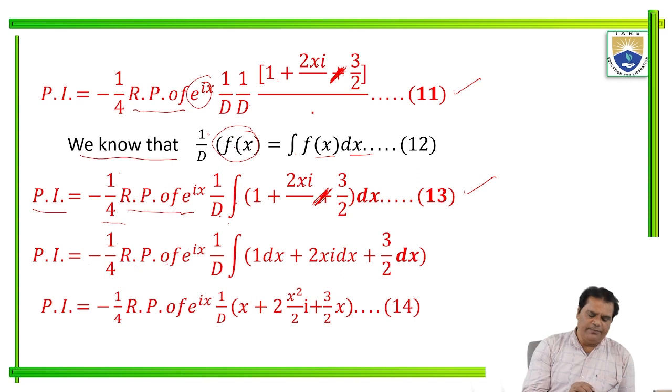So now here minus 1 by 4 Rp of e to the power ix, 1 upon D remaining, 1 upon D square. So 1 upon D, I am writing as integration. So here 1 dx plus 2xi dx minus 3 by 2 dx. So here the integration of 1 is x, and 2 times the integration of x is x square by 2 into i, plus here 3 by 2 x. This is minus sign.